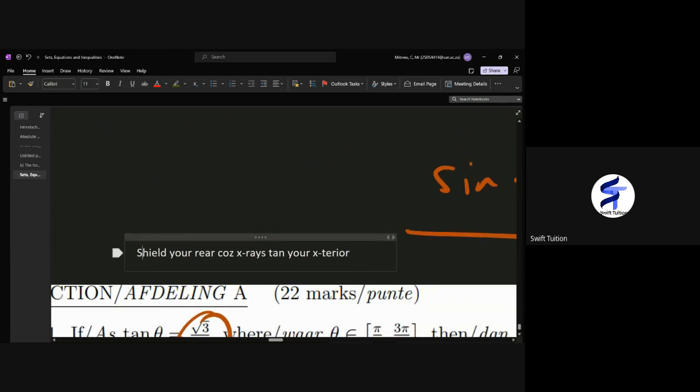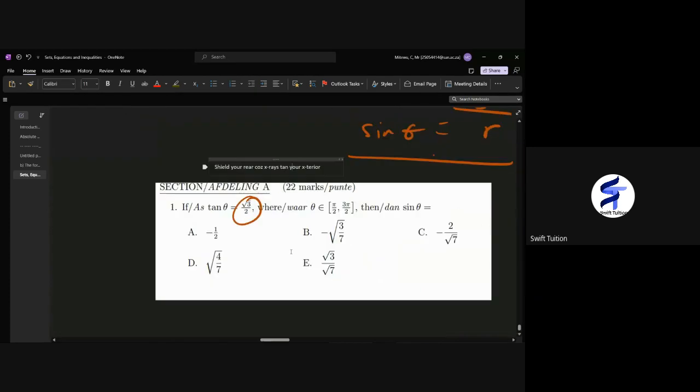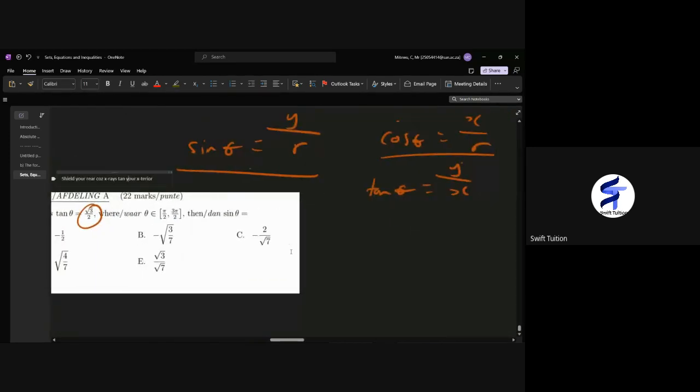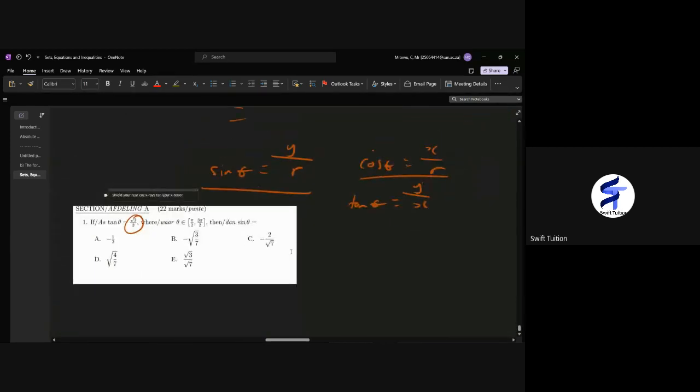So shield: sine is equal to y/r, right? Cosine is equal to x/r, and then tan is equal to y/x, right? So that's essentially the basic gist of that. So if I have tan, that gives me y, and that gives me x. I'm looking for sine of theta, however, so I need what r is. So a third equation is just an application of Pythagoras: x squared plus y squared is going to be equal to r squared, right? So that's essentially how simple it is.